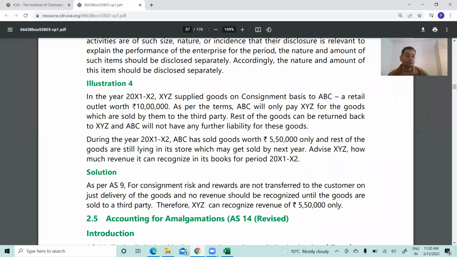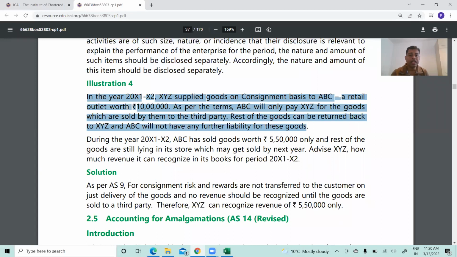In the year 2001 to 2002, XYZ supplied goods on consignment basis to ABC, a retail outlet, worth 10 lakh. As per the terms, ABC will only pay XYZ for the goods which are sold by them to a third party. Rest of the goods can be returned back to XYZ, and ABC will not have any further liability for this. So reading this para, what do you understand? Can I say XYZ is the principal and ABC is the consignment agent? Yes or no? That's all.